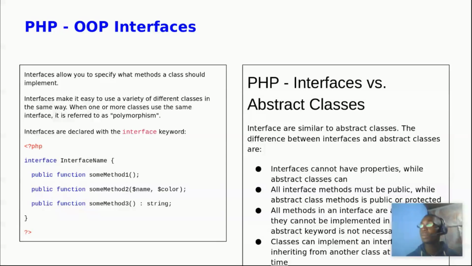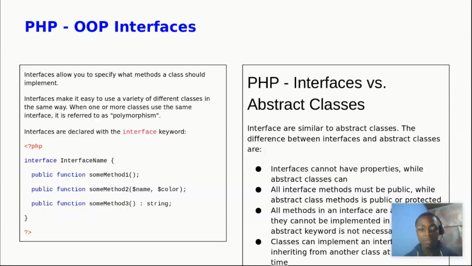But if you compare this to abstract classes, abstract classes can actually have properties. Also, all interface methods must be public, but abstract class methods can either be public or protected. These are just some differences, because when I was explaining abstract classes, it may seem as if I am still explaining the same thing, but now this is the difference. Interfaces, like we said, must be public. Abstract classes can either be public or protected.